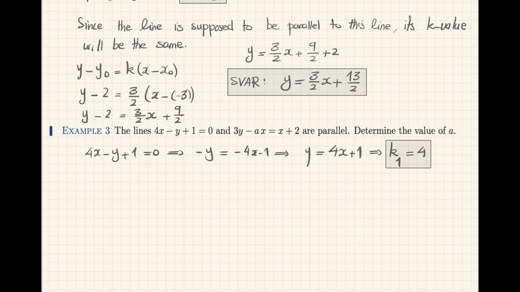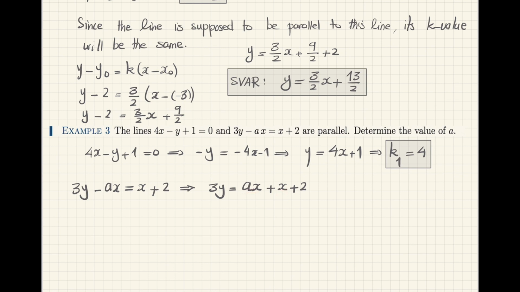Now for the second one, I have 3y minus ax is equal to x plus 2. I want to make y alone, so I do the same thing again. I move minus ax to the right, and it becomes positive ax. There is an x there, and of course a 2. But you see that x is appearing in two places.